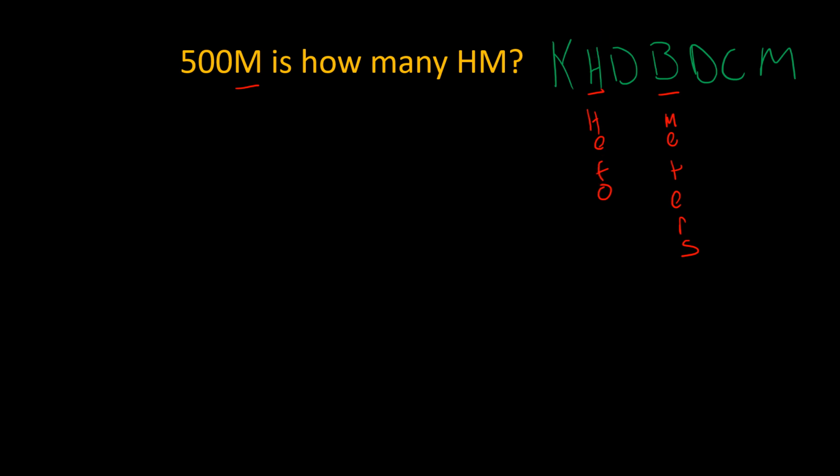So that's all we do with our number 500. We're going to write it out, 500, decimal point, and now we're going to go over 2 spaces to the left. So we're going to go over 1, 2. So we end up with 5 hectometers is equivalent to 500 meters.